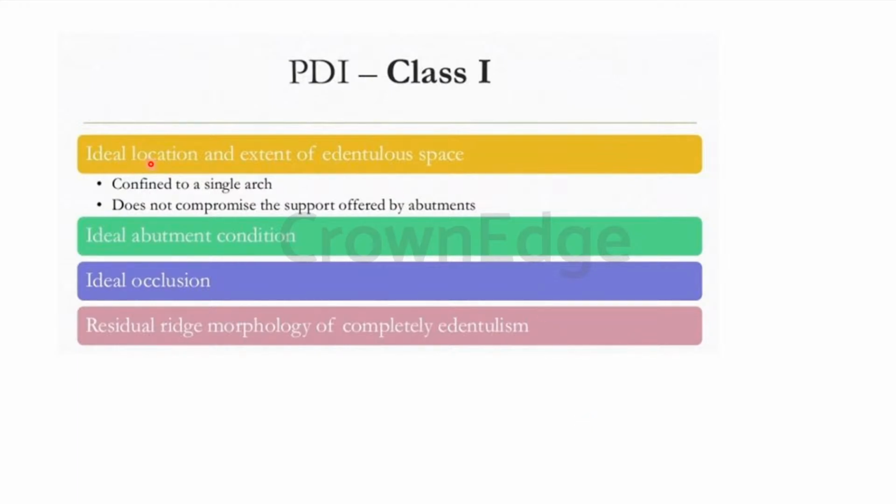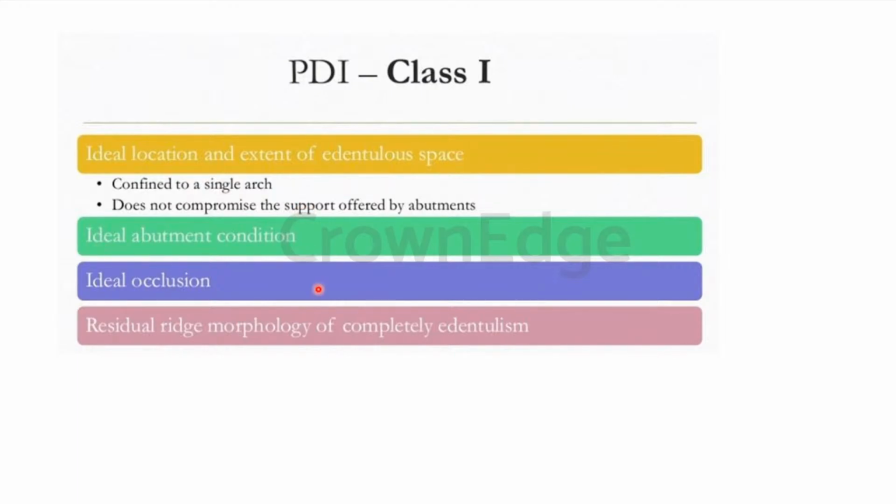The first one, like we discussed, is based on the location and the extent of the edentulous space. For class 1, your edentulous space is confined to a single arch, okay? Whether it's the maxillary or the mandibular, no issues. It's just either the maxilla or the mandible. It does not have both. And it does not compromise the support offered by the abutments, in which case the extent is pretty small. Like we saw in the earlier figure, maybe just one tooth missing, like a molar, or maybe two teeth missing maximum. That is your location and extent.